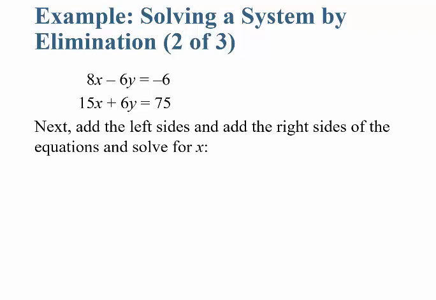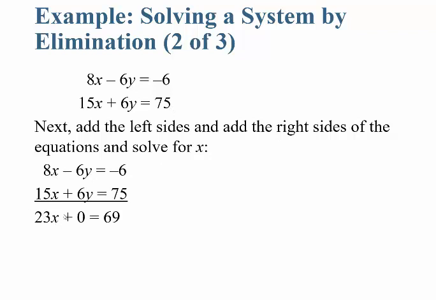So next add the left sides and add the right sides. When I do this, 8x plus 15x gives me 23x. Minus 6y plus 6y goes away. Minus 6 plus 75 just gets me 69. So you're really left with 23x is equal to 69. Divide by 23, and look, you get x is equal to 3. Perfect, solved.